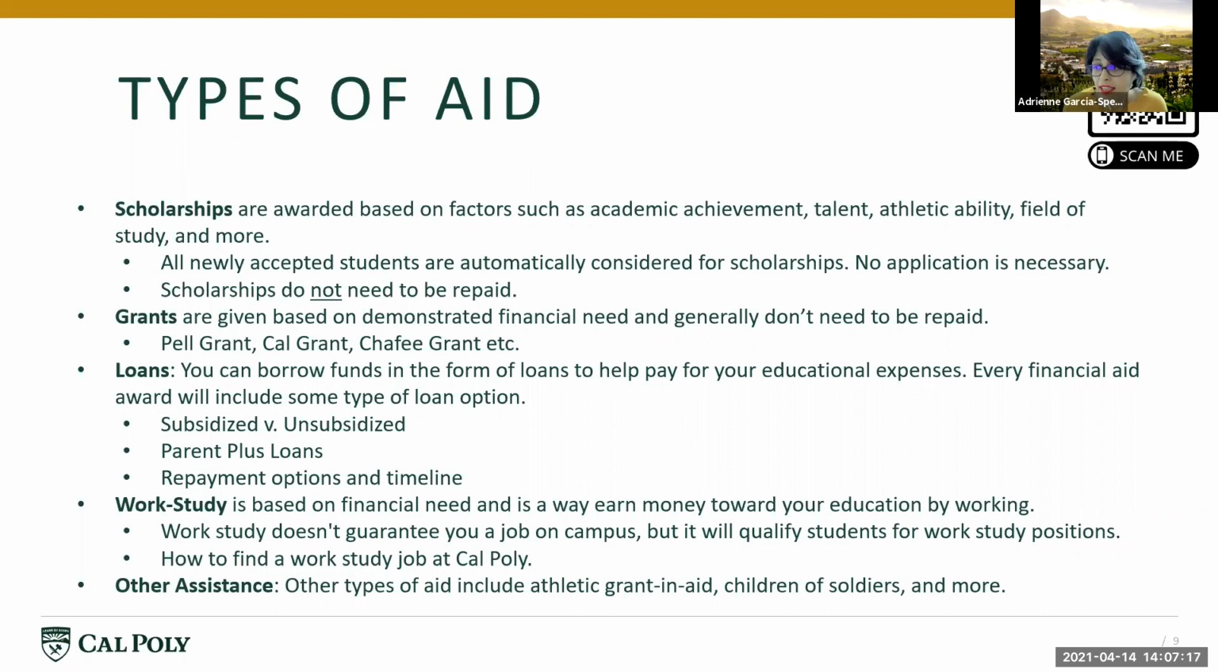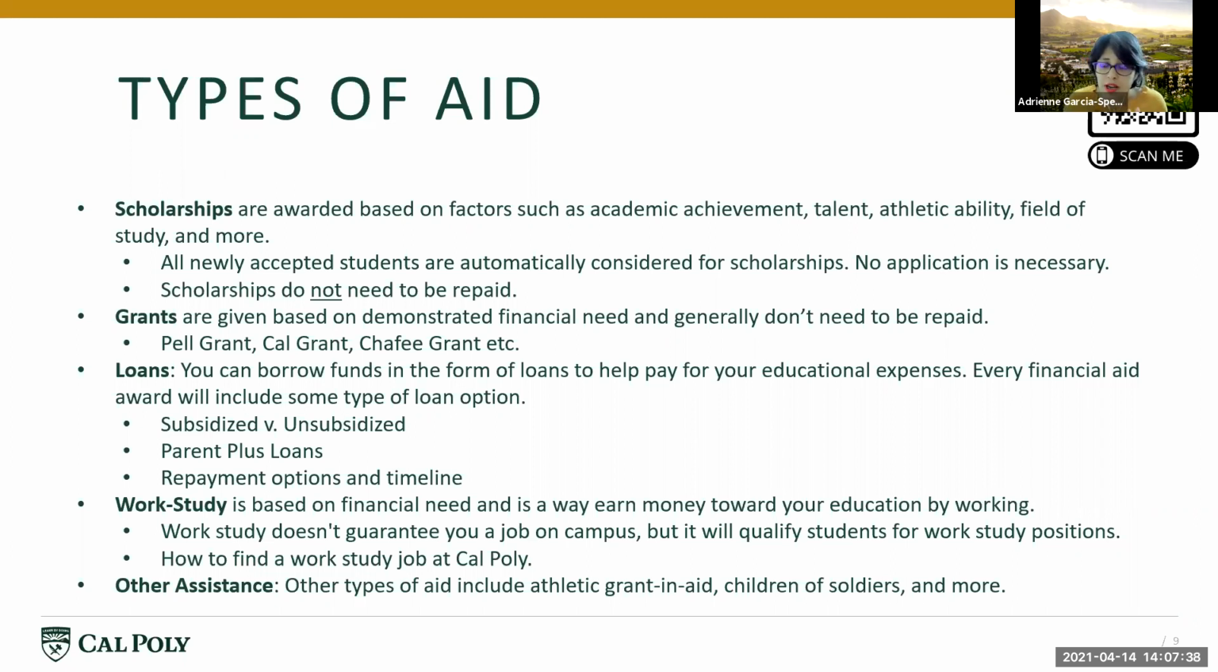Another type of aid is loans. You can borrow funds in the form of loans to help pay for your educational expenses. Every financial aid package at Cal Poly will include some type of loan option. So that includes subsidized or unsubsidized student loans, a Parent Plus loan, and private loans are an option too.